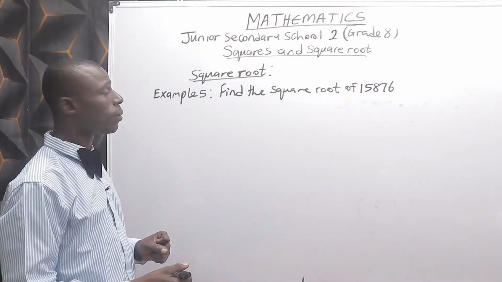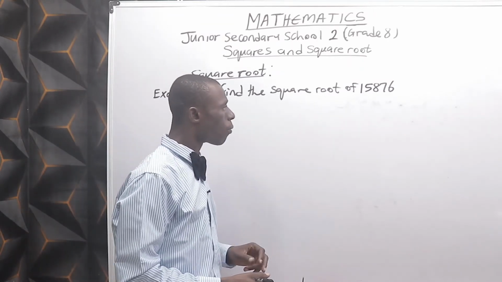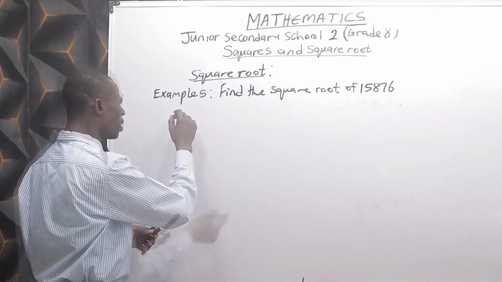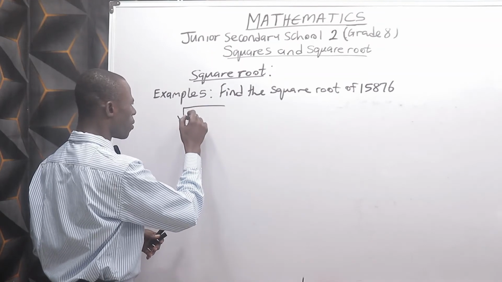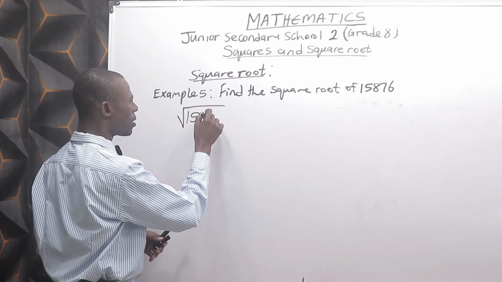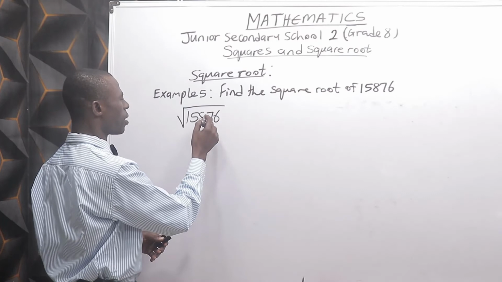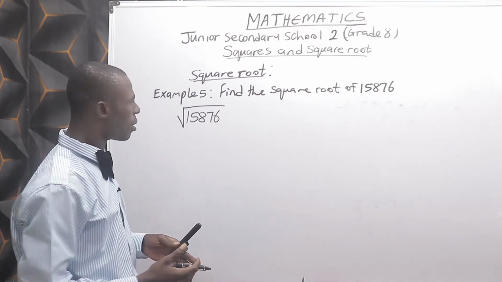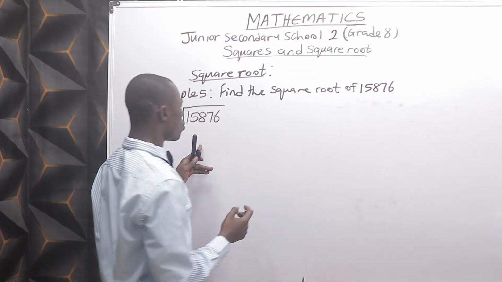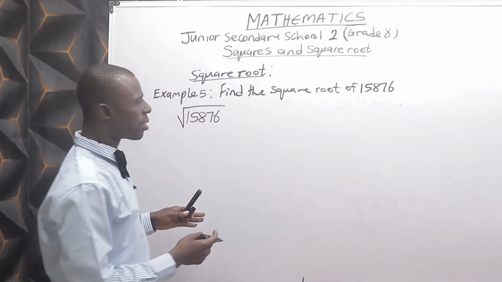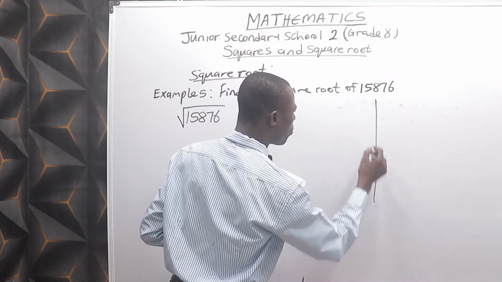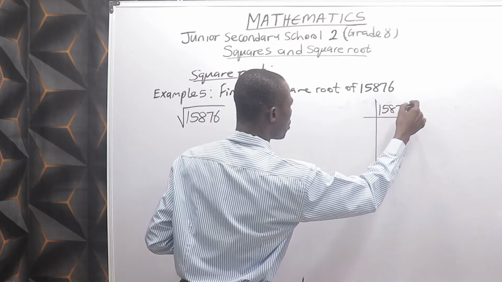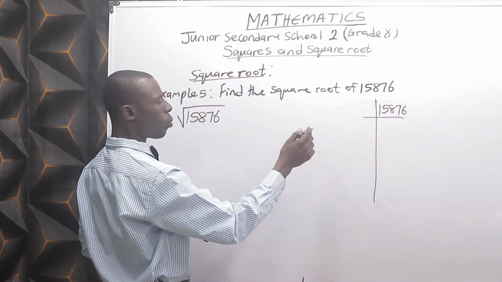Let's consider this last example on square root. Example 5. Find the square root of 15,876. It means square root of 15,876. It's quite a big number. So I will advise you, when you are given a big number like this, try to break the number into factors on division table. What goes here?